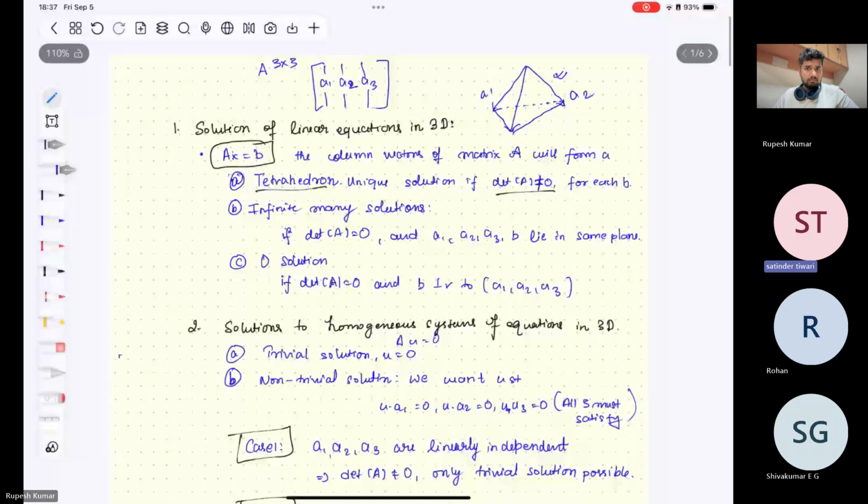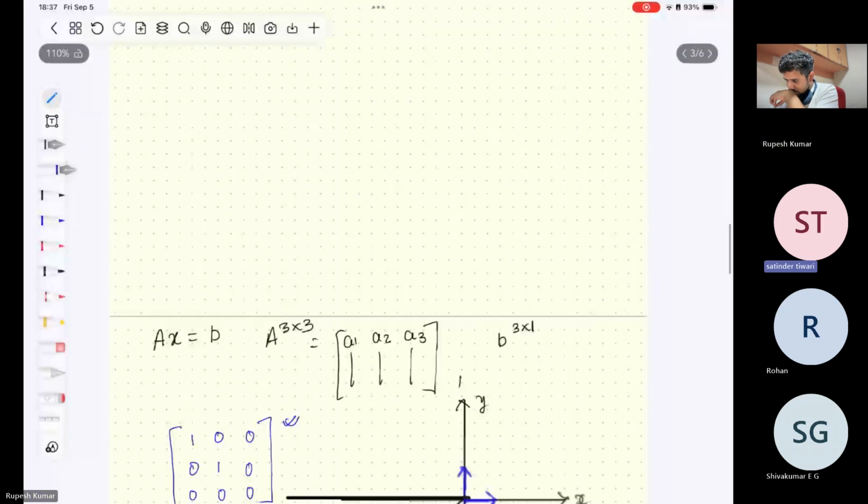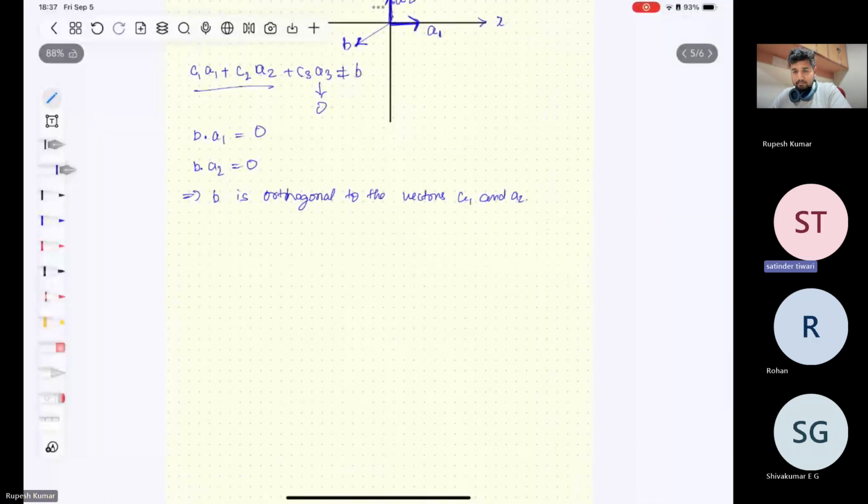Suppose the B vector is not 0 0 1, and it is some other vector. How will we come to know that no solution will be possible?